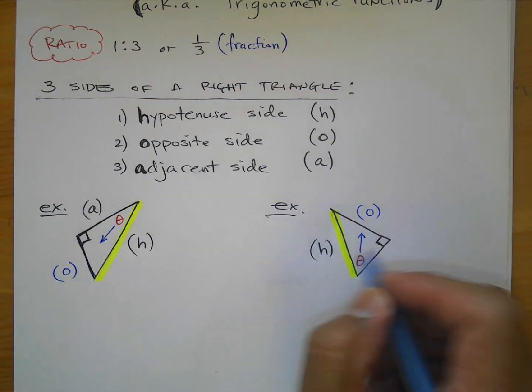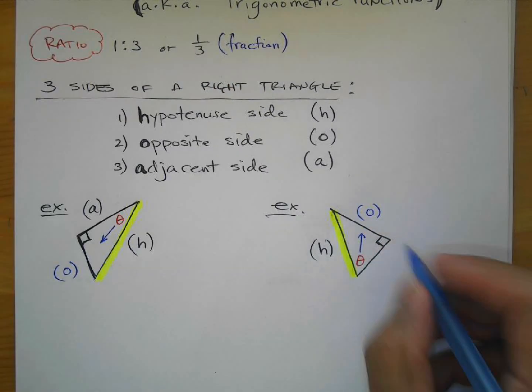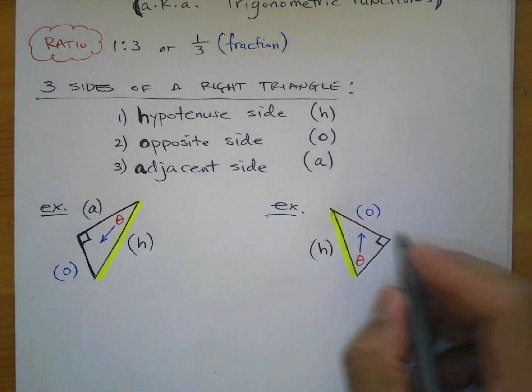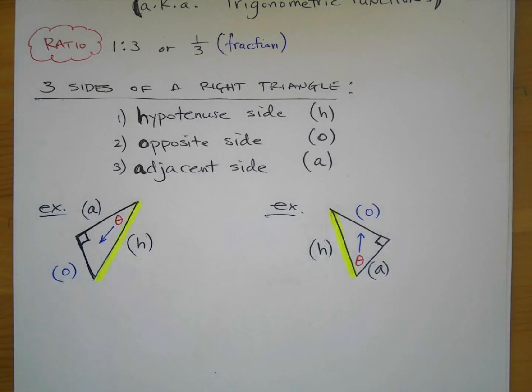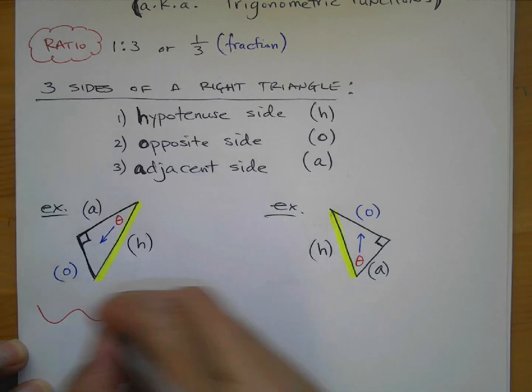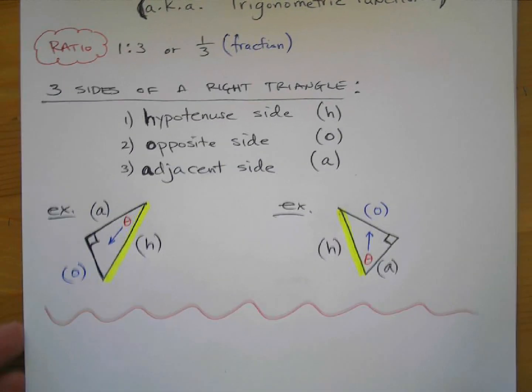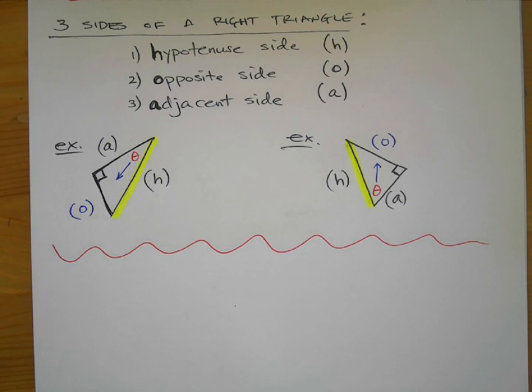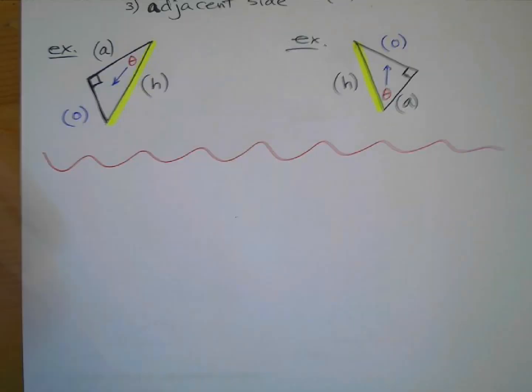So hypotenuse is first, opposite, then the last one's adjacent. Okay, so we're familiar with that. Great. Here are the trigonometric ratios. Here's the big piece of trigonometry here. Used a lot, so learn it well.